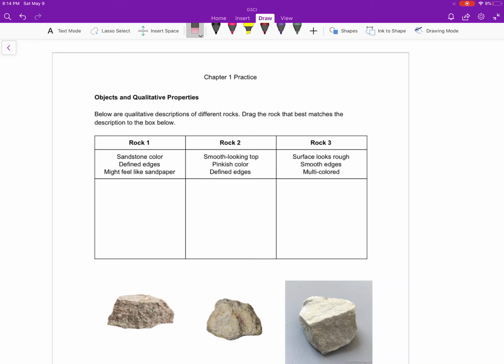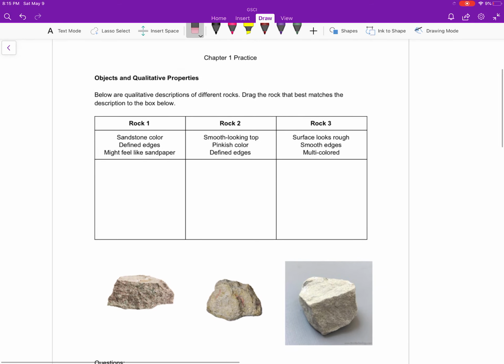This is your first chapter practice assignment. You have access to a Google Doc, which you can use online, or you can download as a Word document, a PDF if you need to. I have it exported into Microsoft OneNote so I can write over it. But just make sure that however you're working with it, whether you're printing it off or you're working on your computer, that you submit this assignment back into the area in which you got it so that you can receive credit for it.